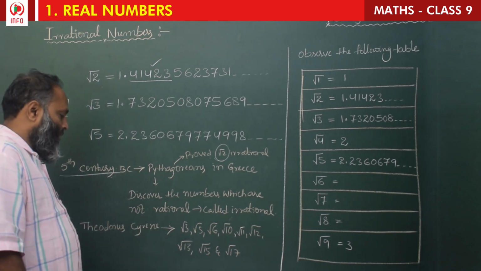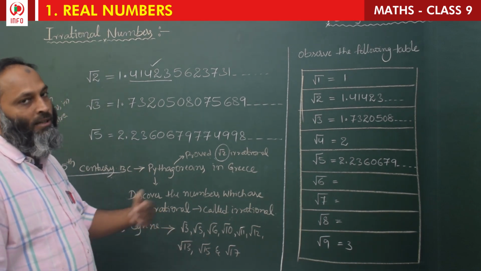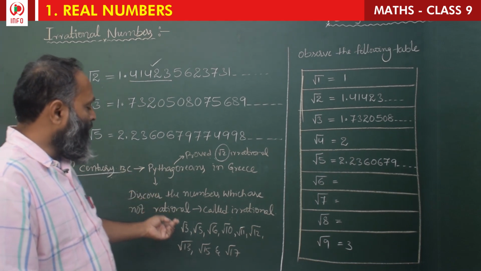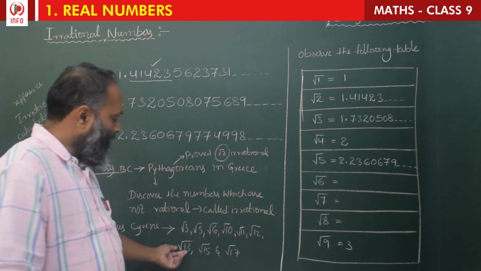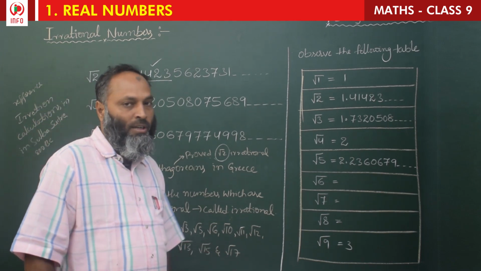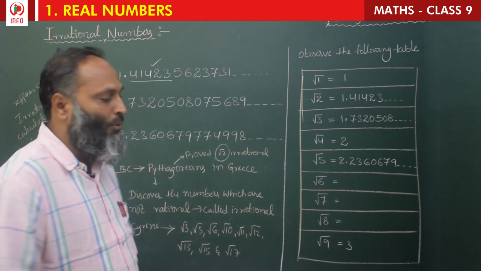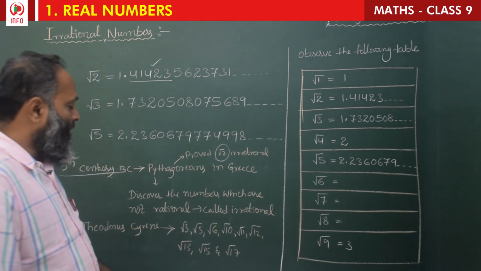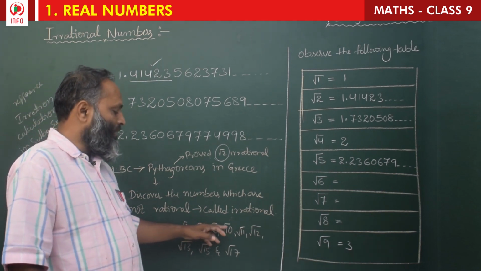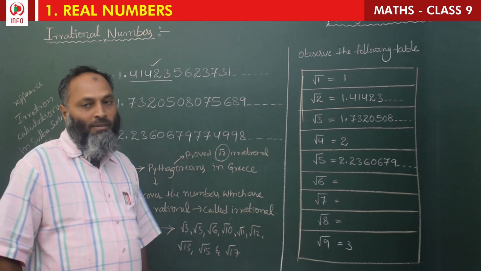And after that, Theodorus of Cyrene discovered root 3, root 5, root 6, root 10, root 11, root 12, root 13, root 15 and root 17. All these he proved to be irrational numbers. Who proved? Theodorus of Cyrene. He proved that root 3, root 5, root 6, root 10, root 11, root 12, root 13, root 15 and root 17 are irrational numbers.